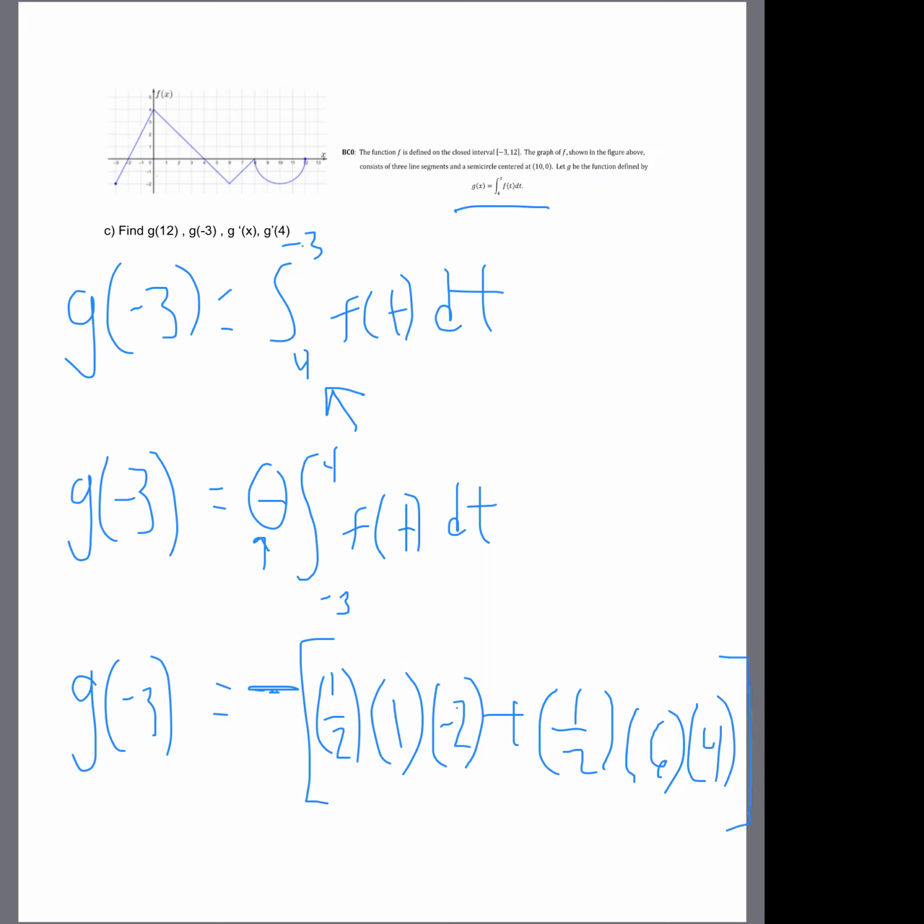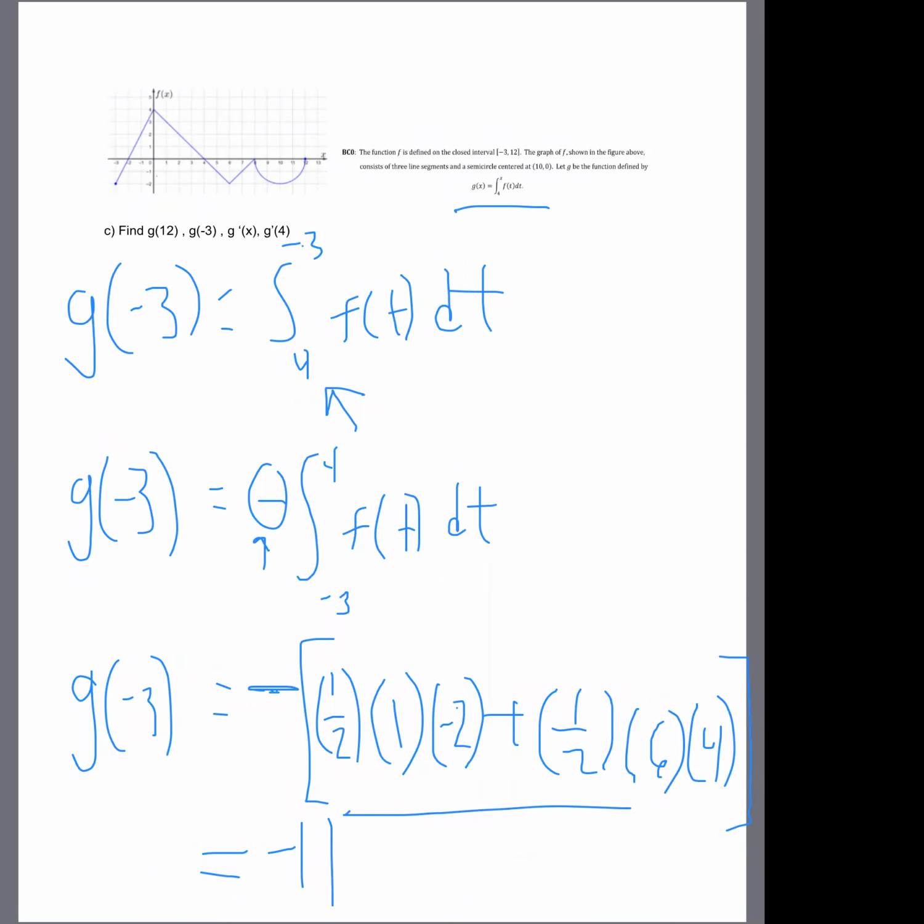And that's your answer. That's all you have to write, but if you're wondering what it simplifies to, it's -11. But really all you have to do is write it this way if you don't want to make any mistakes. So now moving on to g prime of x.